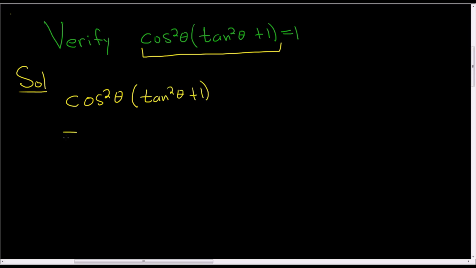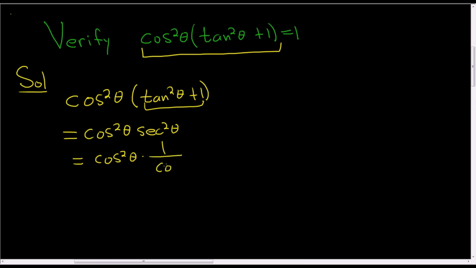Okay, this is equal to cosine squared theta. Now tangent squared plus 1 is secant squared, so this is secant squared theta, which is equal to cosine squared theta. The secant function is 1 over cosine, so this is 1 over cosine squared theta. These cancel, and so you just end up with 1, which is exactly what we wanted.